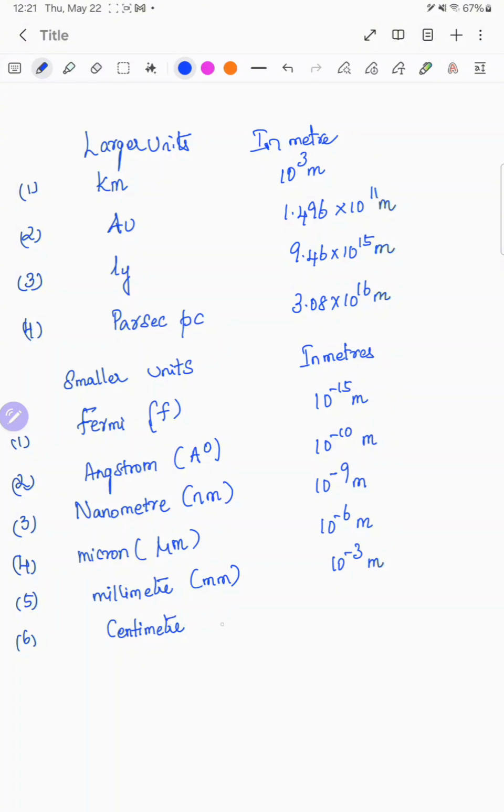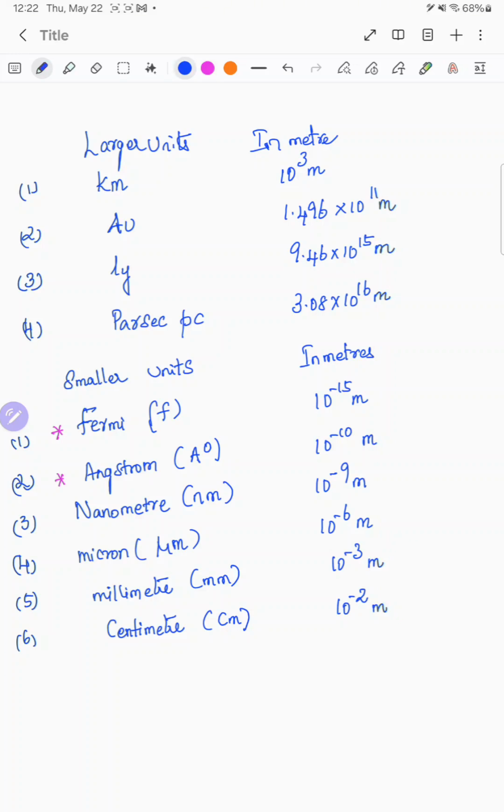Okay, this is defined by the letter cm and it is 10 power minus 2 meters. So these are some of the smaller units. These two units, that is Fermi and angstrom, are still in use. These measurements are still in use. Okay, that's what I meant there with the symbol. Okay, can we go to the next thing?